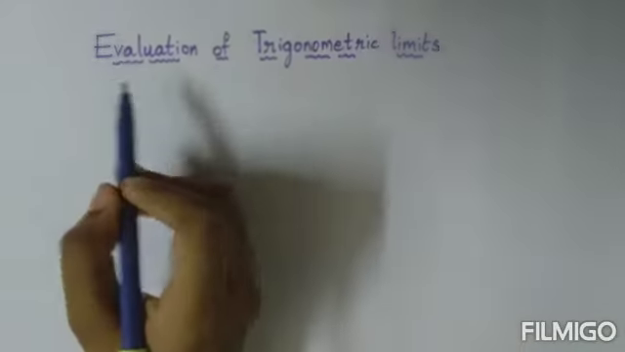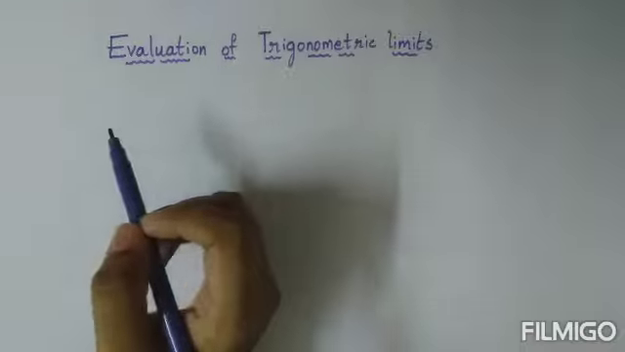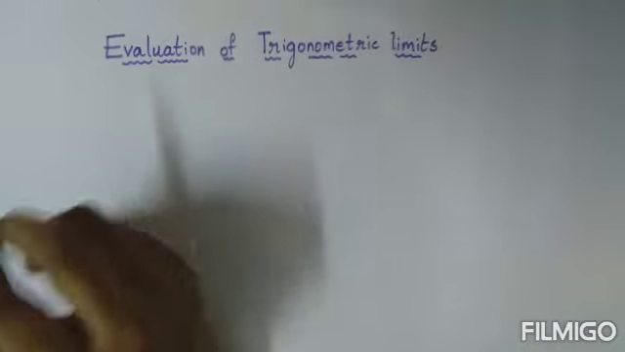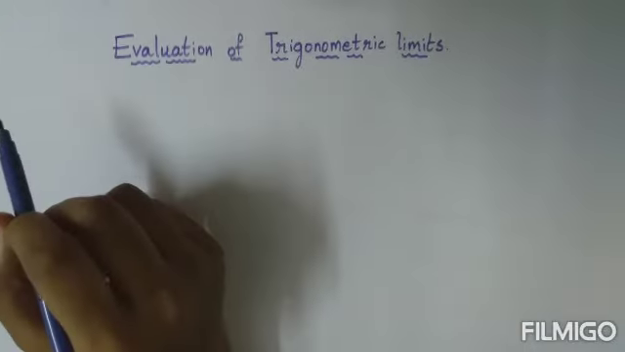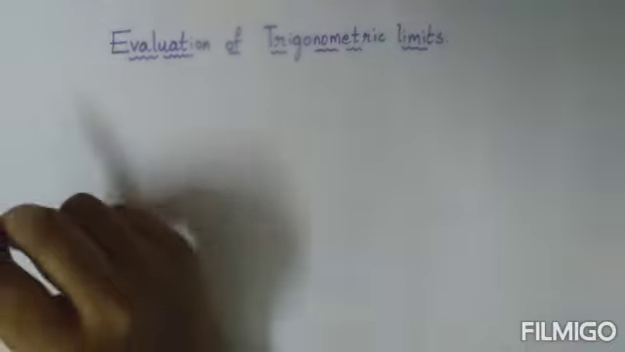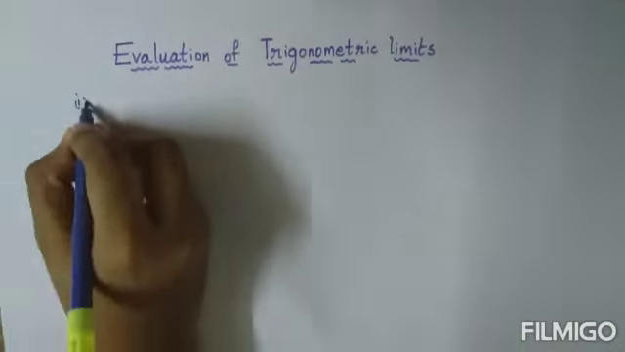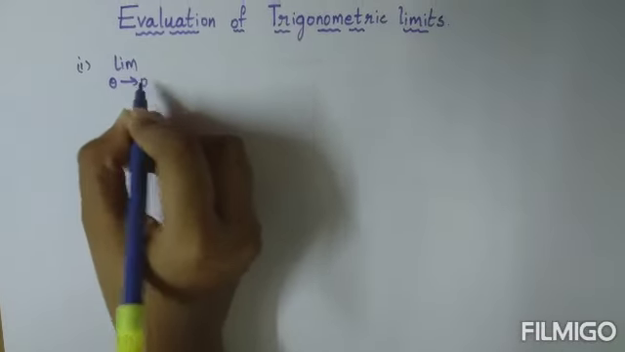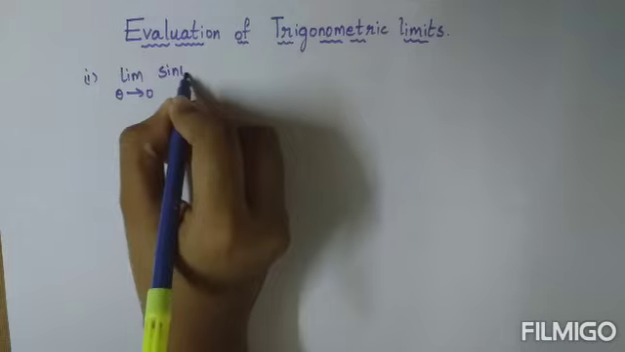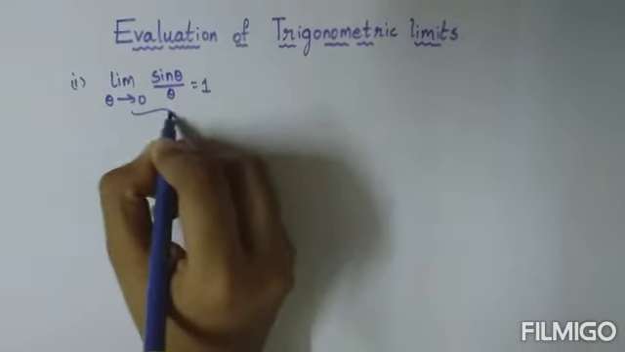Now let us see the evaluation of trigonometric limits. In the evaluation of trigonometric limits, we have to remember some formulas. In this session, I will derive and show how those formulas came, but you have to remember them. The first one is limit theta tends to 0 of sin theta by theta is equal to 1. Let us see how we got this.